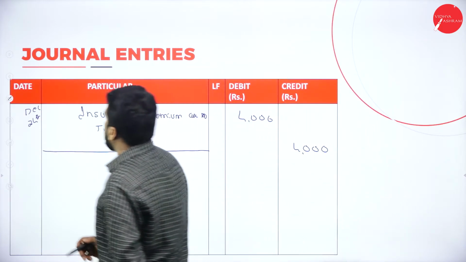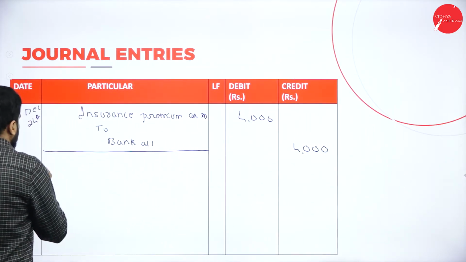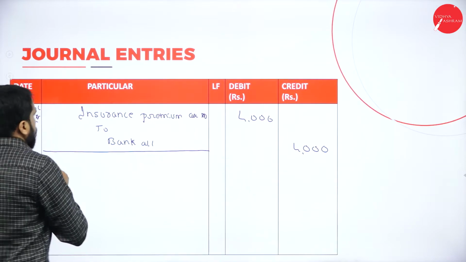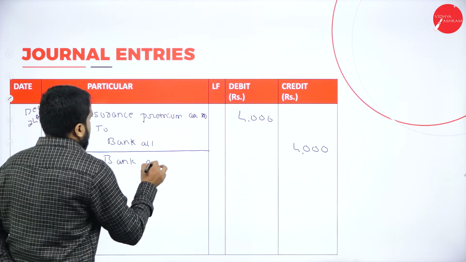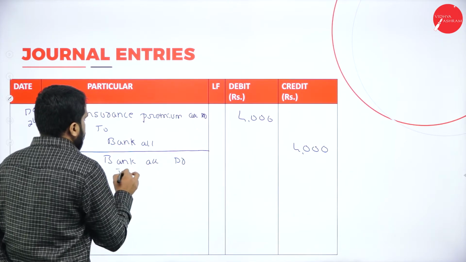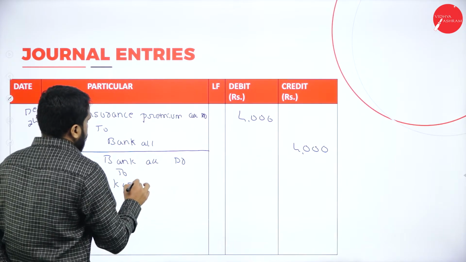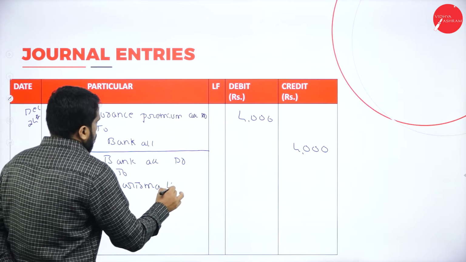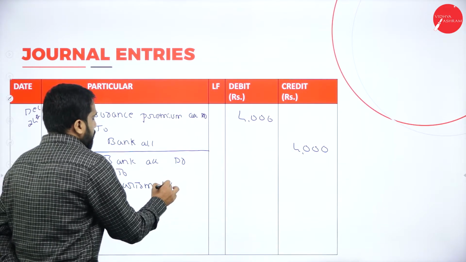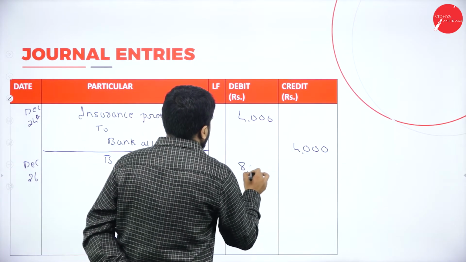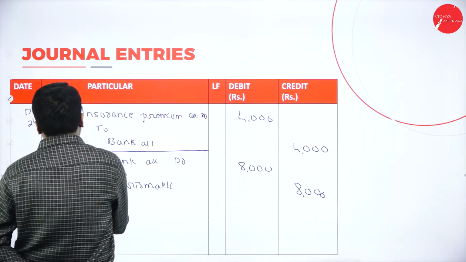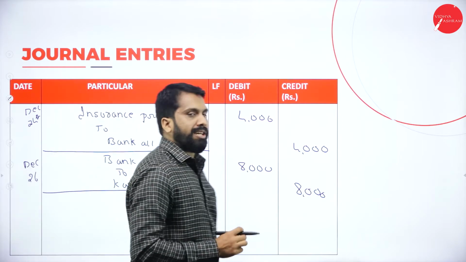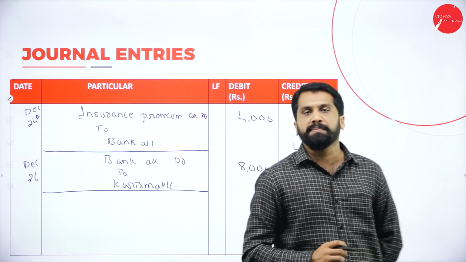So, December 26. You have received a check, so bank account debit to Karishma account. The amount is how much? It is 8000. Narration, what should you write? Being check received from Karishma.